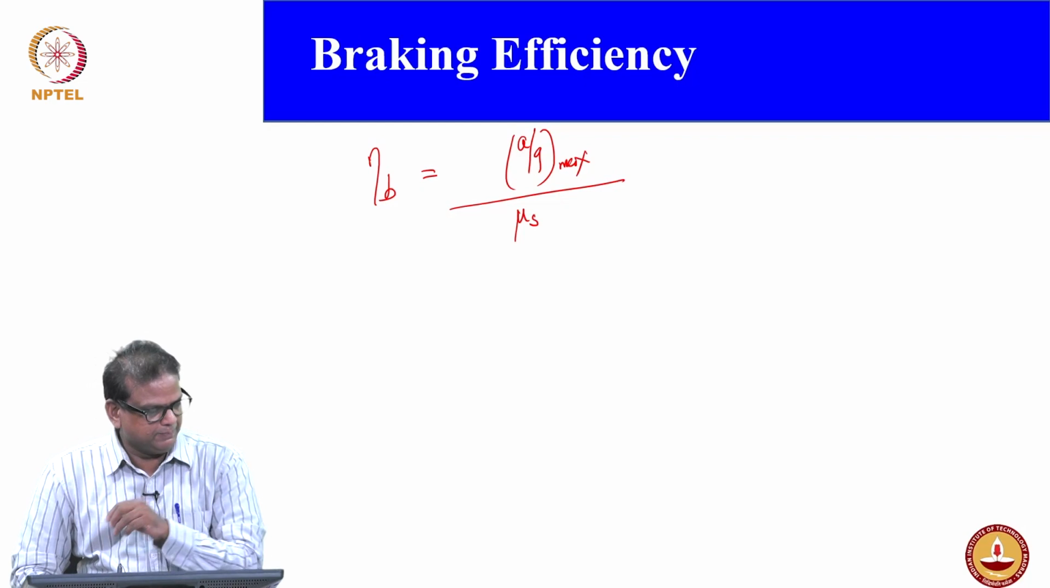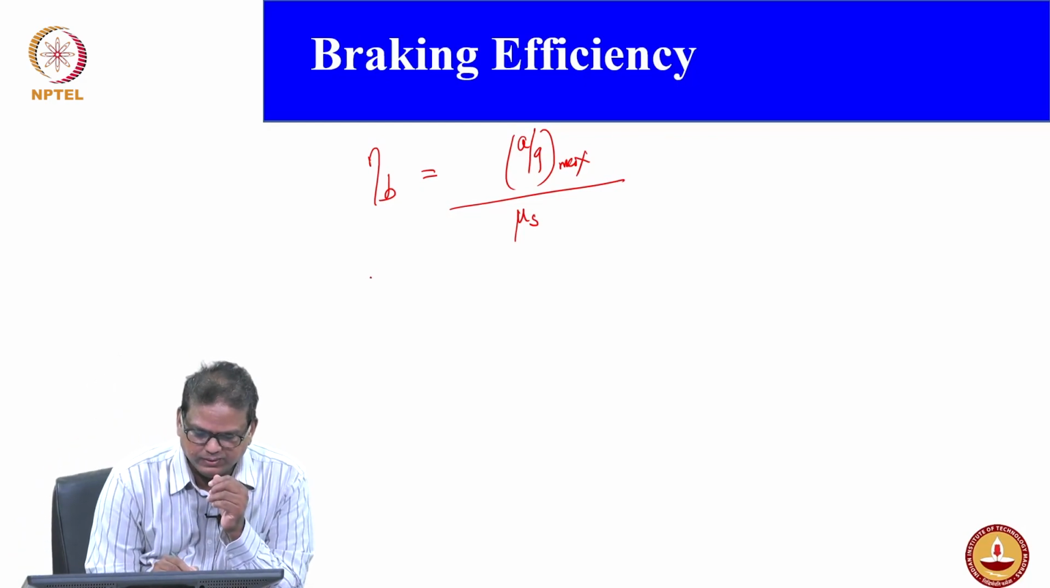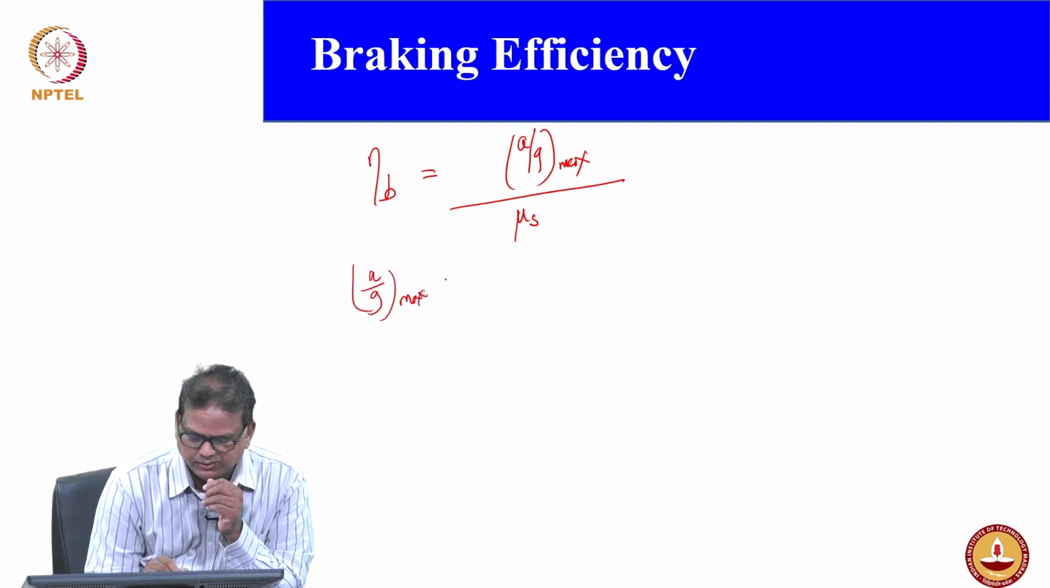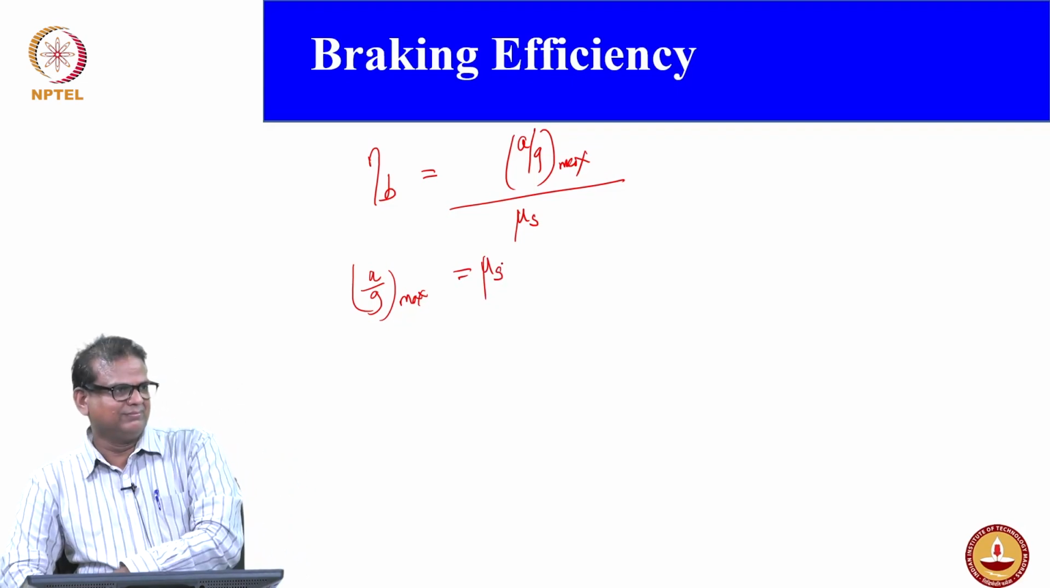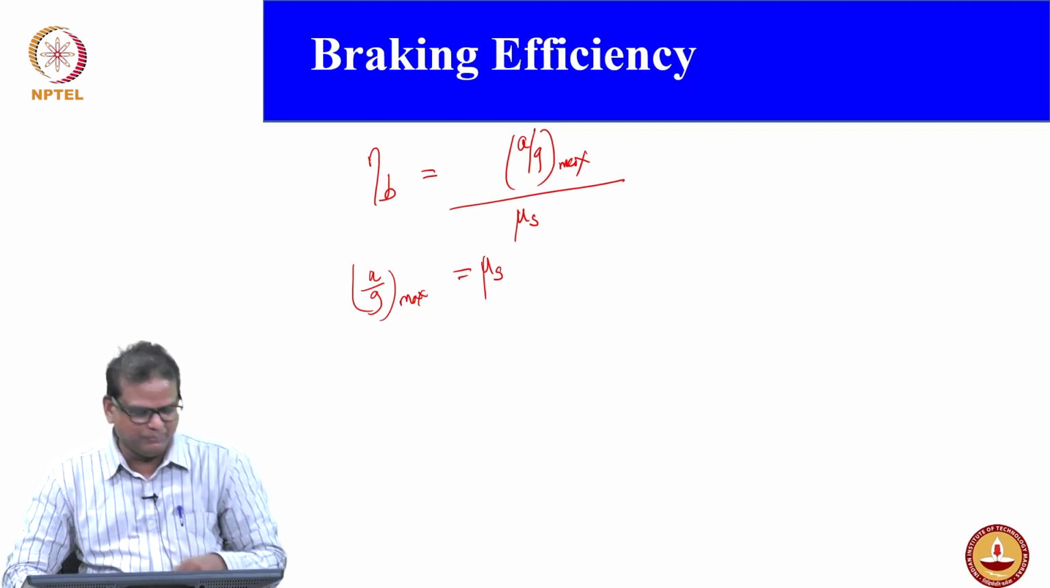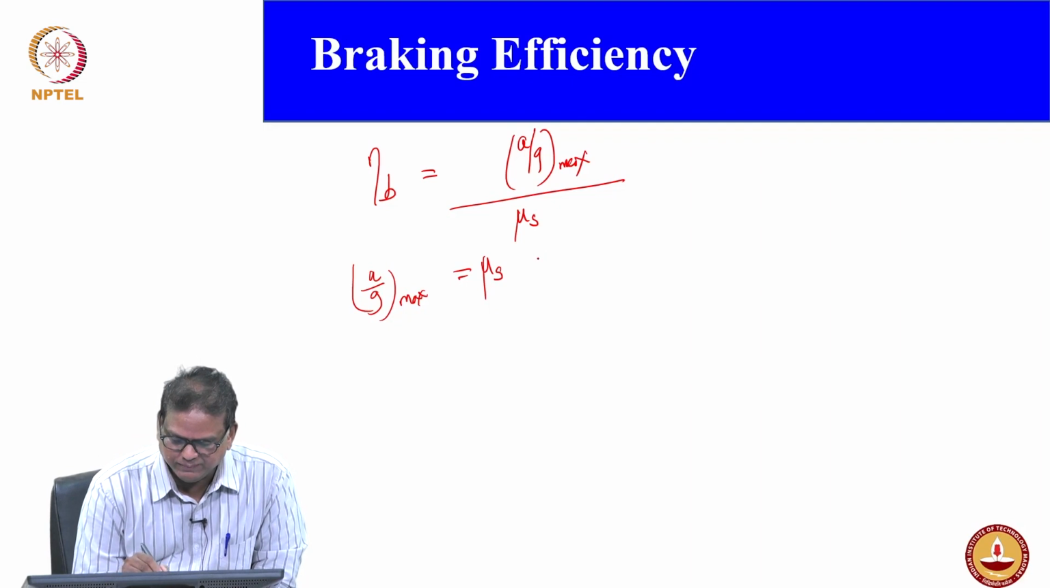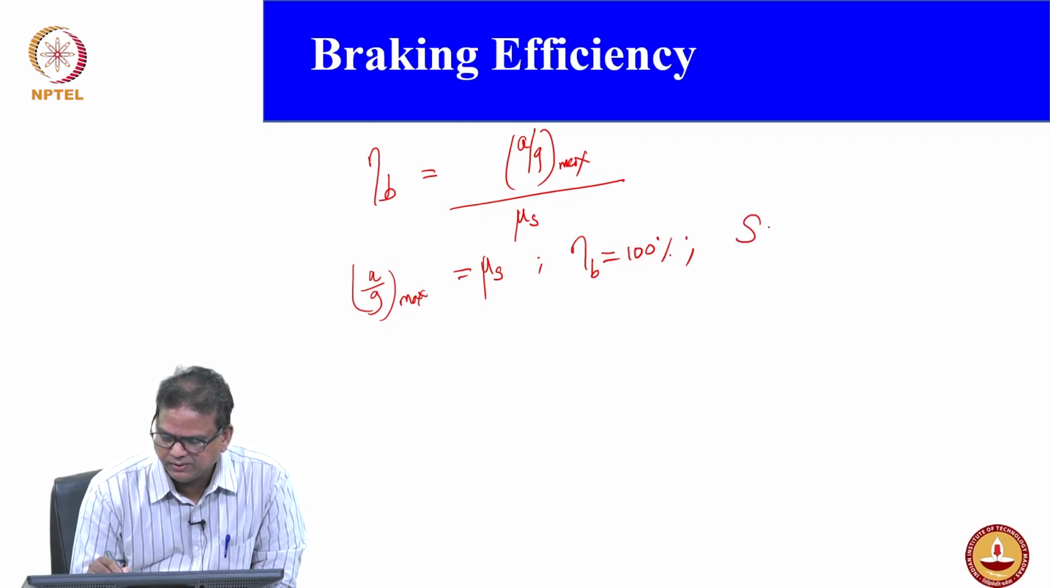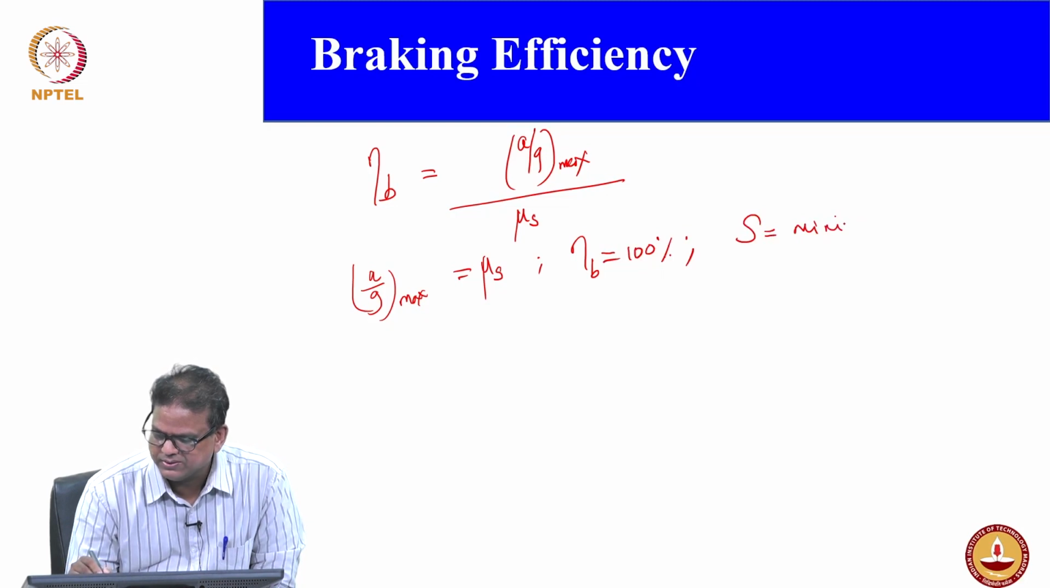So what do you expect? When your deceleration rate is matching your road adhesion coefficient, what do you expect? The brake efficiency will be 100%. That's where you will get your minimum stopping distance. S is the minimum stopping distance.